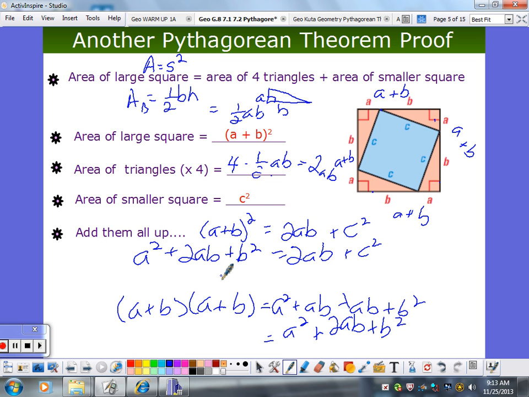What happens if I subtract 2AB from both sides? What's going to happen? Since I have the same thing on both sides, if I subtract them out, they kind of disappear. And what am I left with? A squared plus B squared equals C squared. There it is. Oh, that's special. And so for each of these triangles, A squared plus B squared is C squared. So that's kind of cool. It's a little bit more deductive.